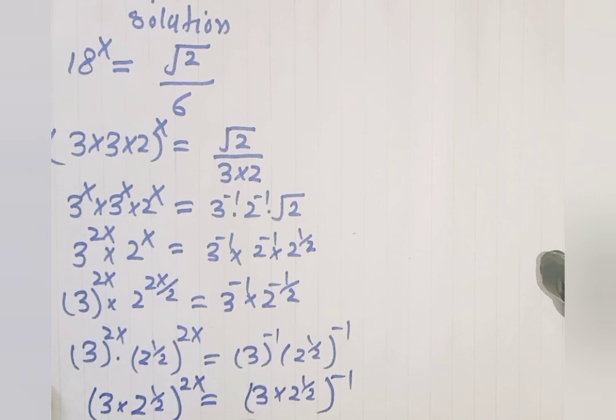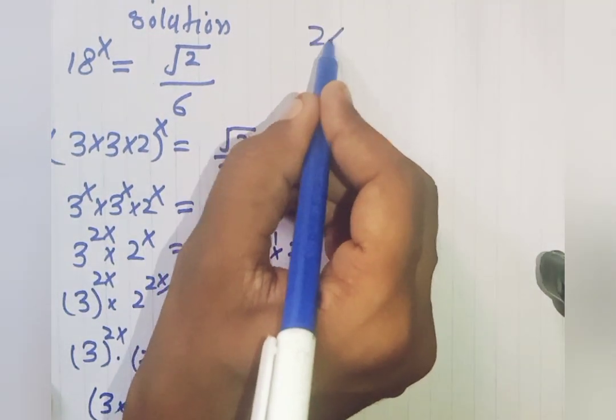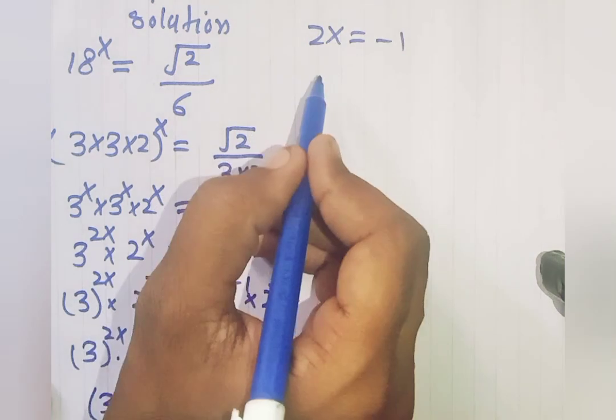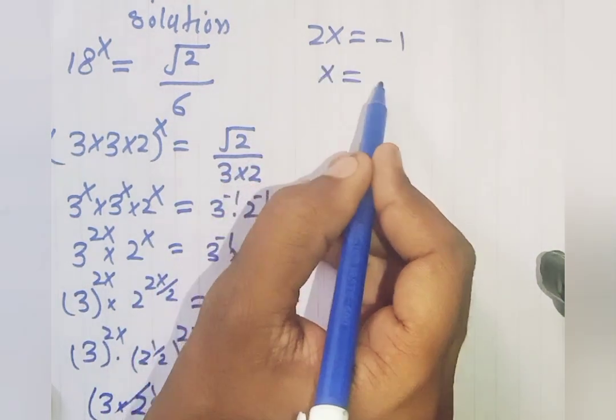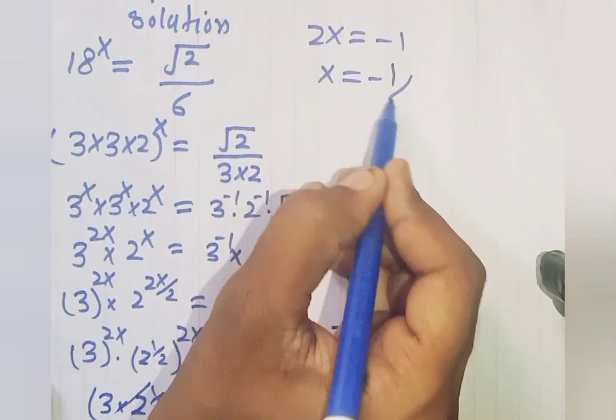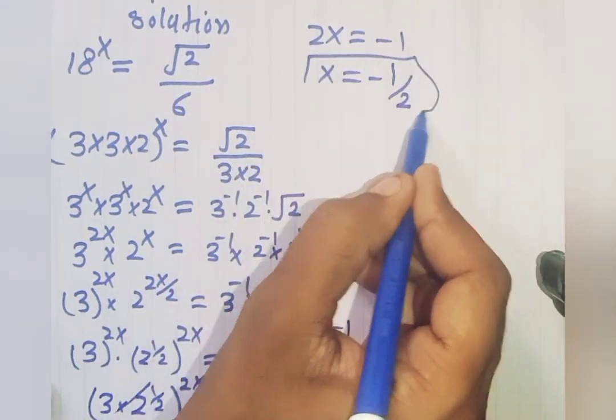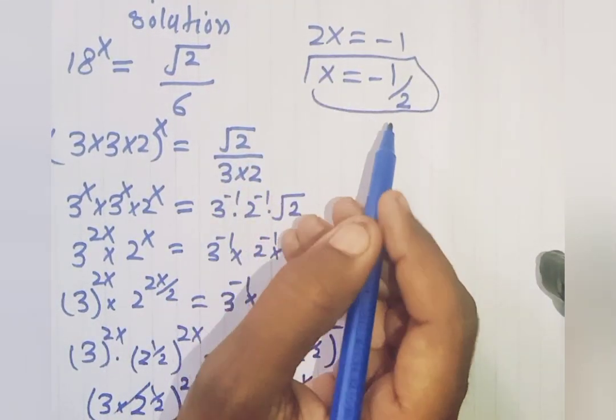Okay, now here the base is the same, the bases cancel each other. Now 2x equals minus 1. Okay, now x equals minus 1 over 2. In this equation the value of x is minus 1 over 2.